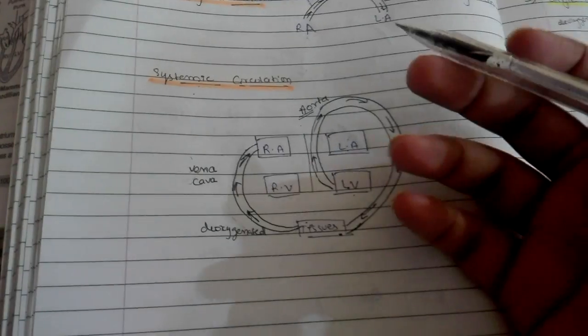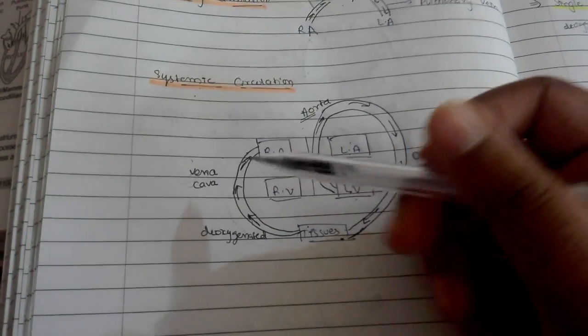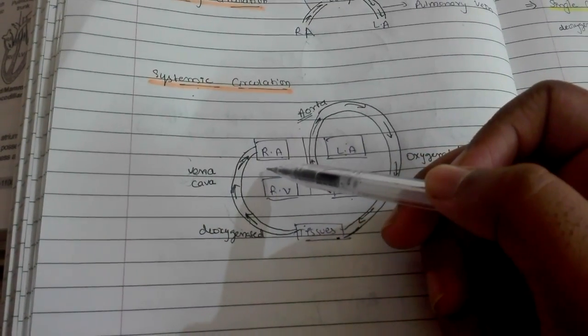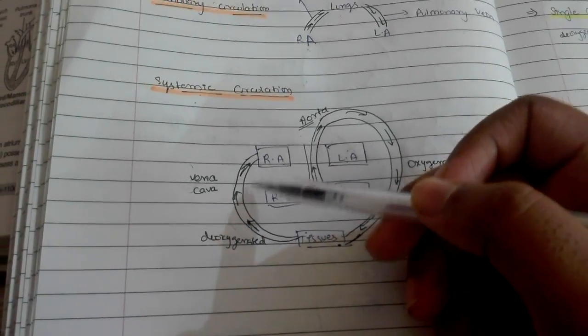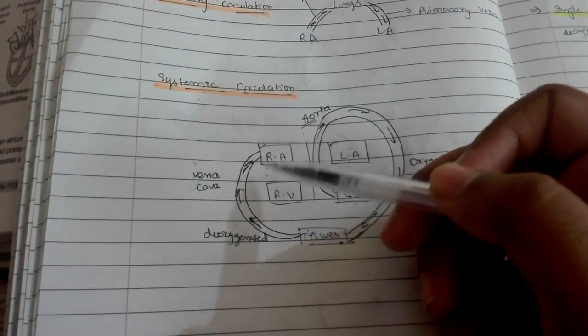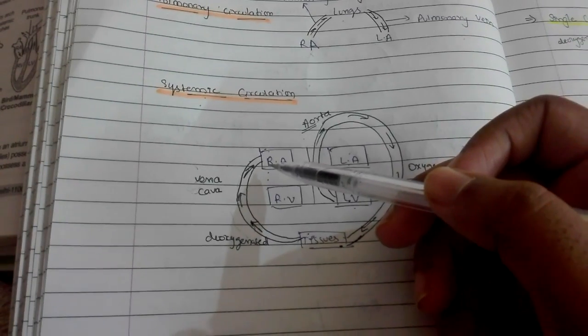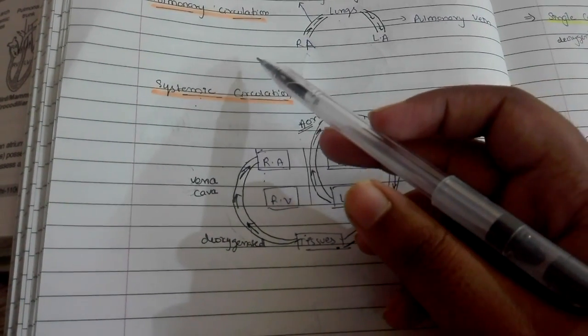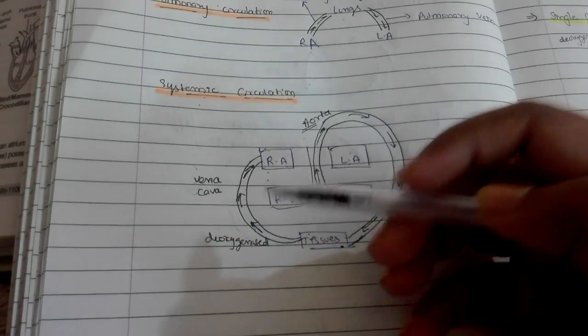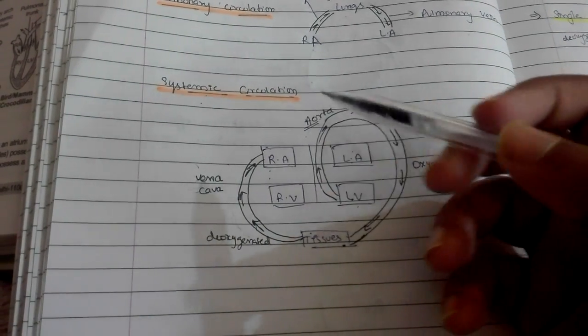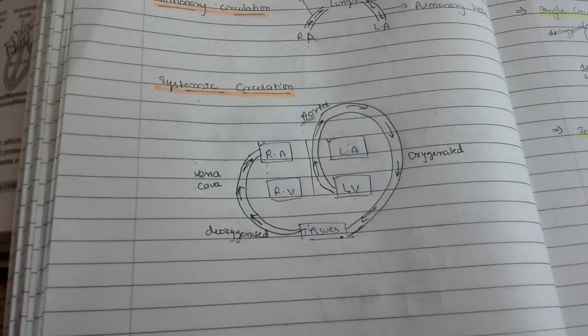But if you see a magnified view, you will see that there are two vena cava, the superior and the inferior, and both enter the right atrium. The upper body vena cava is called the superior, and the lower body vena cava is called the inferior, which come from the upper side and the lower side respectively.